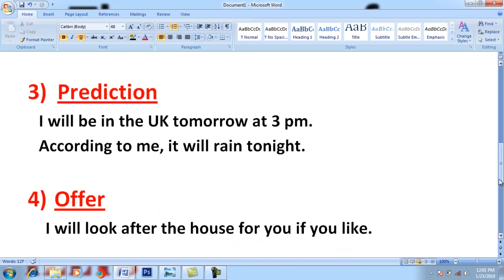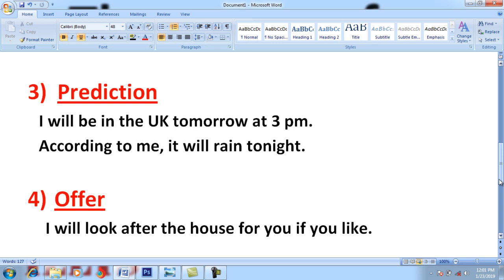Prediction. Will can be used for prediction. If you are talking about the future and consider what you think is likely to happen, then will is the perfect choice for that. For example, according to your good understanding, you think that whatever you are thinking is going to happen in the foreseeable future, so you can use will.